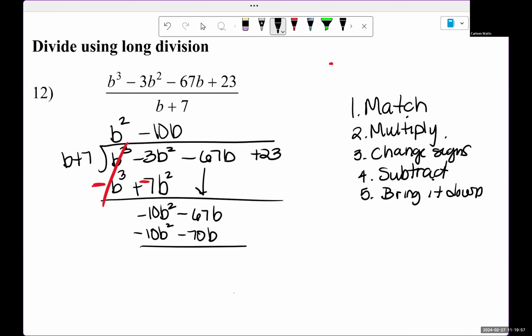Next step. Change the signs and subtract, but we're really adding down. Changing the signs means we're subtracting, but we're adding down. Okay, poof. So what goes right here? 3b. And bring down the 23.